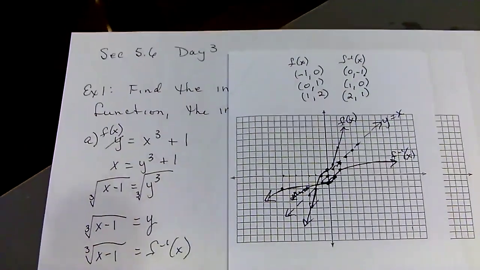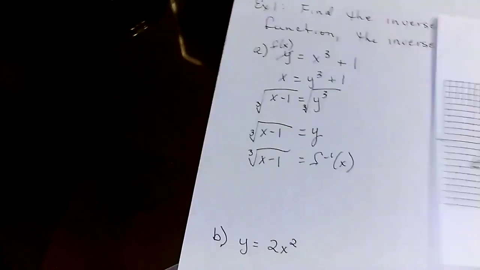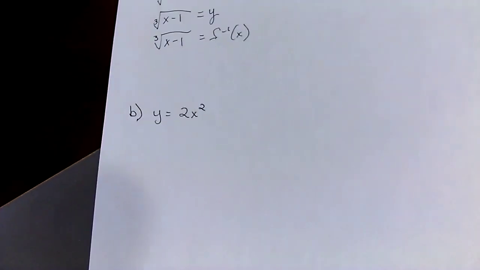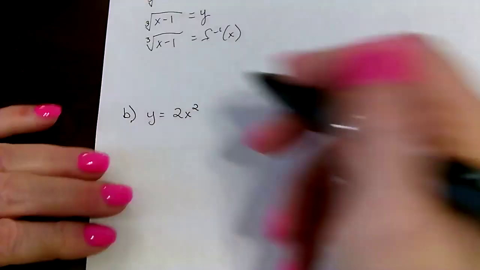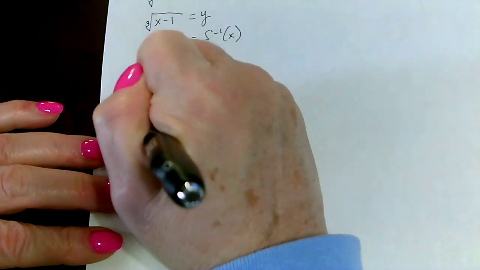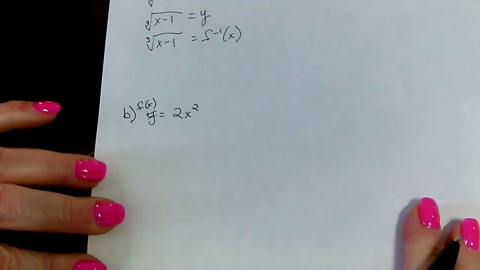Okay, let's go on to problem 2. Move that out of the way. Okay, here's our second problem. It says y is equal to 2x squared. I'm just going to start from the get-go calling this f of x. It just makes it easier.